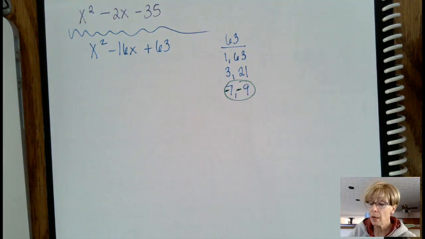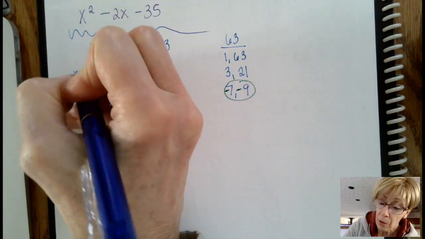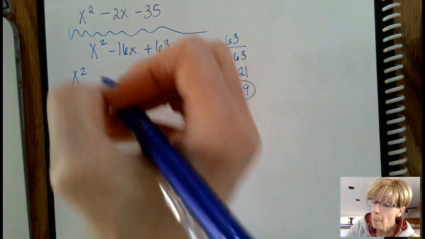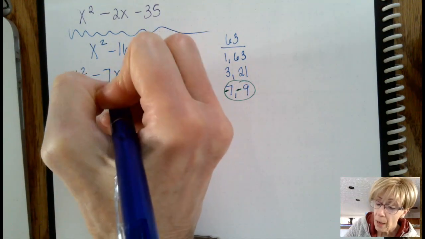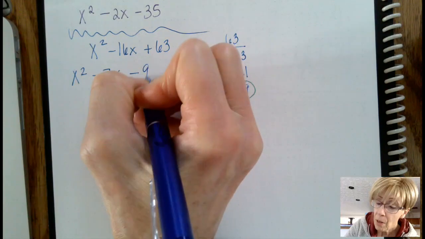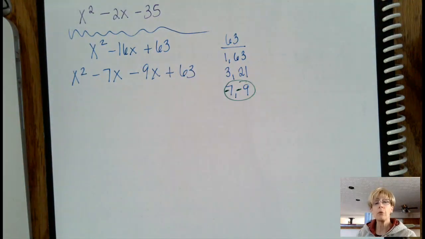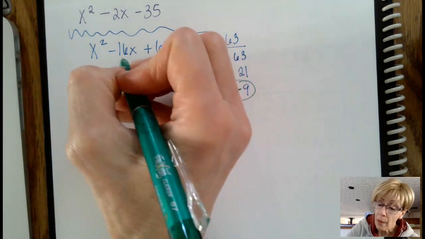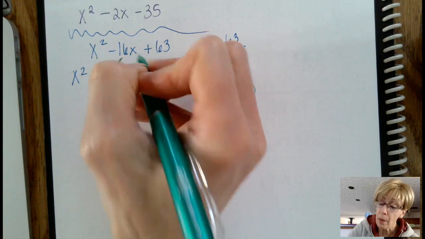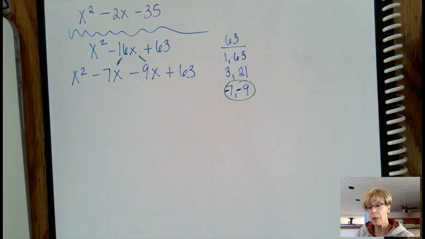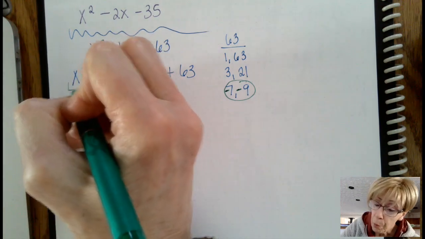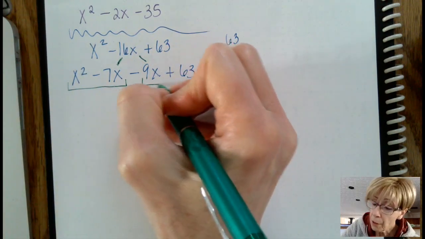And now we've got x squared minus 7x minus 9x plus 63. Technically, we write down the x squared, we write down the 63, and then here is the split. Negative 7x minus 9x is negative 16x. And here's our group. And here's another group.